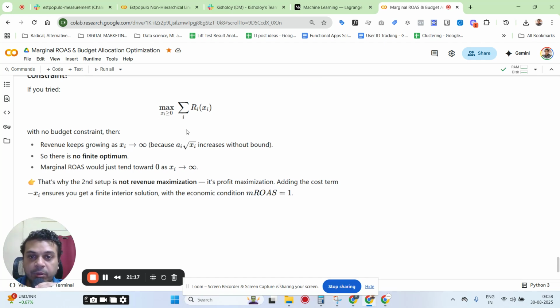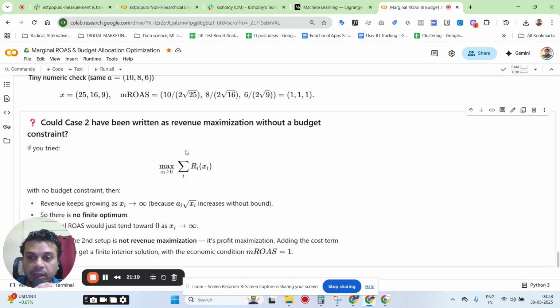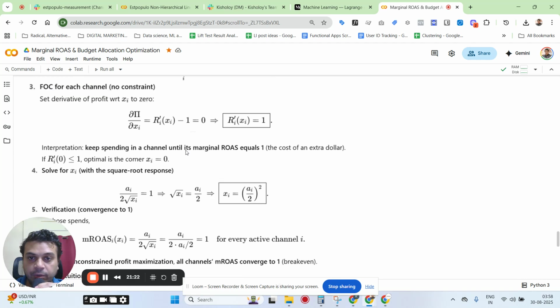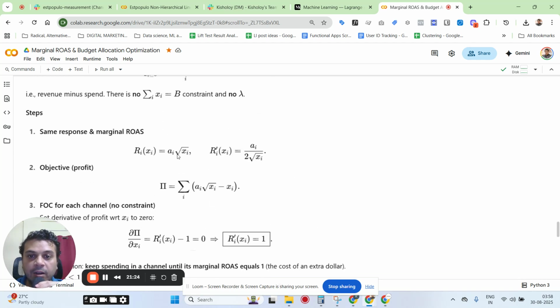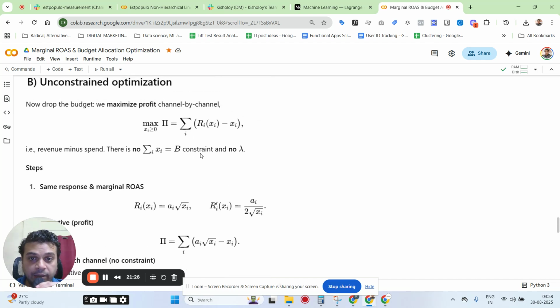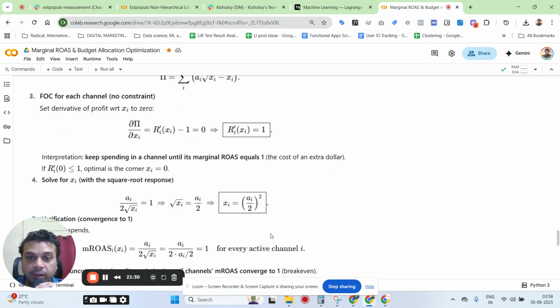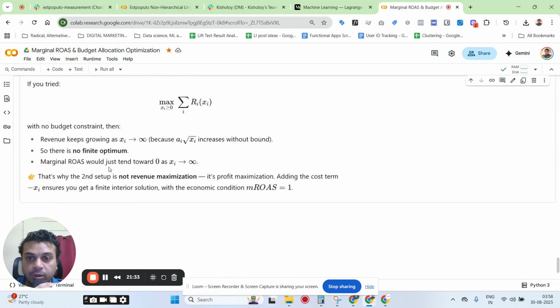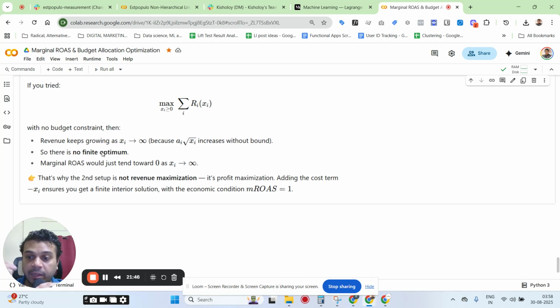You can keep increasing it, and if you keep doing that, then if you look at this formula here, this r dashed xi actually tends to zero, which is the marginal ROAS, because the denominator is tending towards infinity, right? So there's no finite optimal value in that situation for this specific problem. That's the way, of course, we have defined our revenue curve.